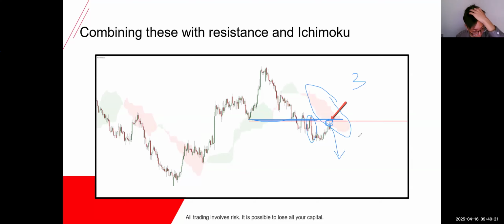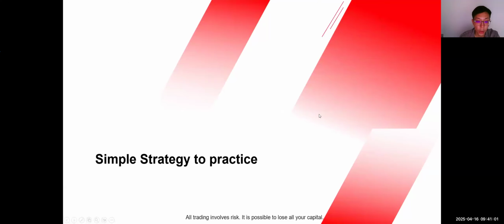So I would say the rule of thumb, not rule of thumb, but for myself, I will always say at least three confluences: candlestick pattern, horizontal level meaning your resistance and support levels, and then one momentum indicator is good enough. Momentum indicator can be replaced by Fibo retracement levels. Okay, so simple strategy to practice.